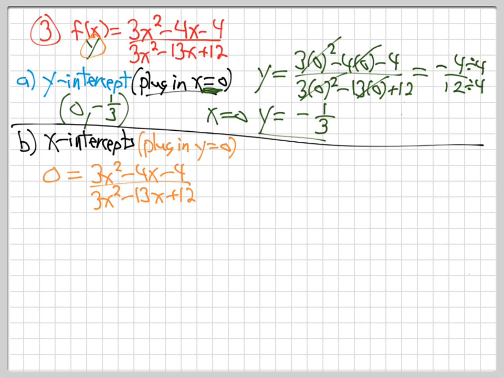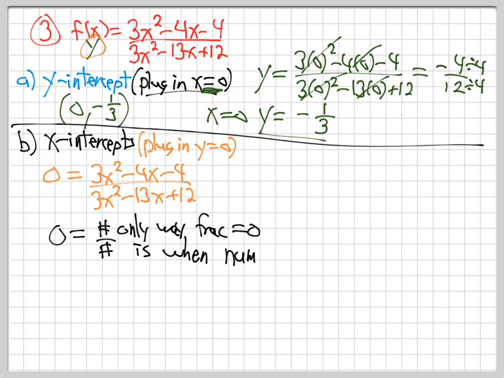Okay, so now how do I do that? How do you solve 0 equals that? The question before us is how do you have 0 equals a number over a number? How does a fraction equal 0? I hope you know. The only way a fraction can equal 0 is when the numerator, the top, equals 0. The denominator has nothing to do with it. The denominator can't do it.